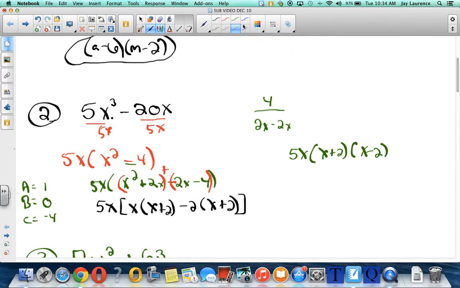Now, for those of you that wanted to do it by the difference of perfect squares, well, you would take the square root of this, and you get x, and you take the square root of that, and you get 2, and then it would factor the same way. You'll have the 5x out front, and then remember, you have to have two quantities. That's a mistake some of you are making. Put the square root of x squared in the first place, and the square root of 4 in the second place, and we should all know that the square root of 4 is not 2, it's 2 or negative 2, and so you see I get the same answer regardless of the way I do it.